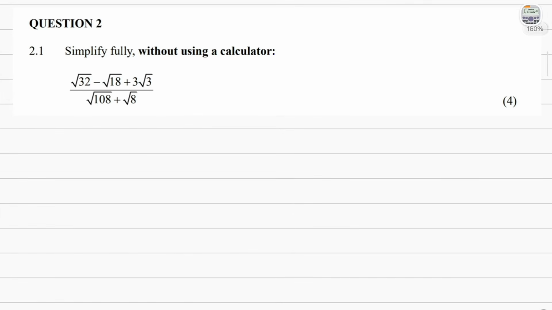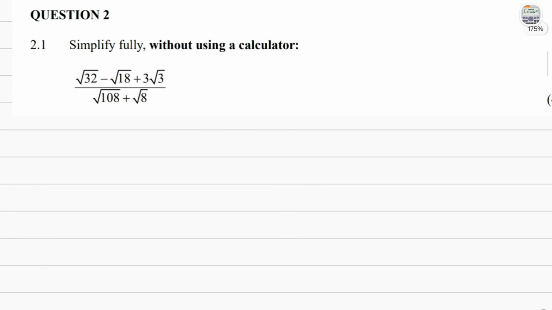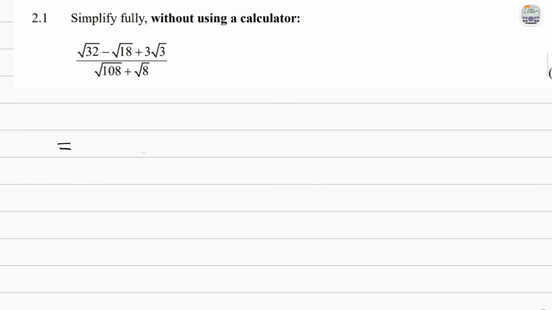Question 2, 2.1 says, simplify fully without using a calculator. Okay, so they just mean don't put it all into the calculator and give them a final answer. You need to show how it simplifies. So if you have the square root of 32, how do we simplify this? Well, it's a square root, so you need to look for a square number in 32. The best way to do this is to divide it by a prime factor. So the first prime factor of 32 is 2. 32 divided by 2 gives us 16. So that is 2 times 16.